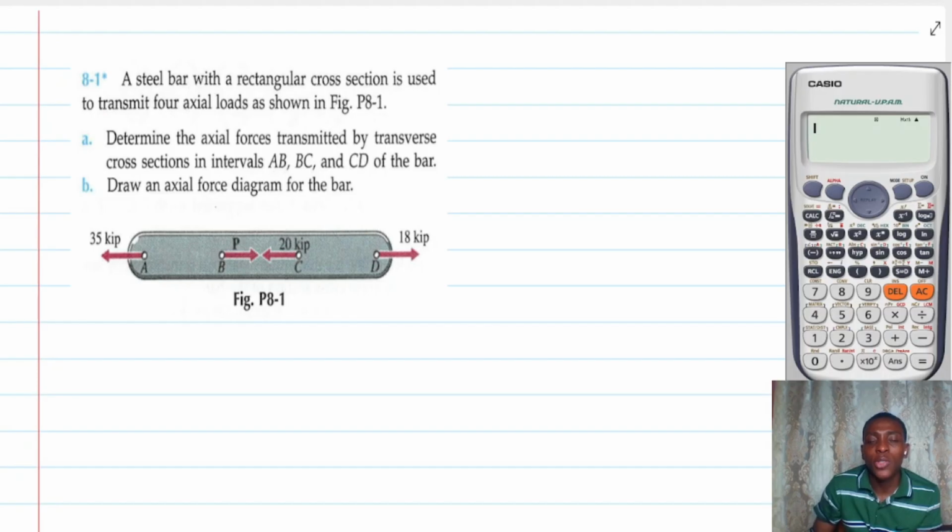In this video, I want to solve a couple of problems with you to illustrate the concept of internal forces in axially loaded members. Let's look at the problem together.